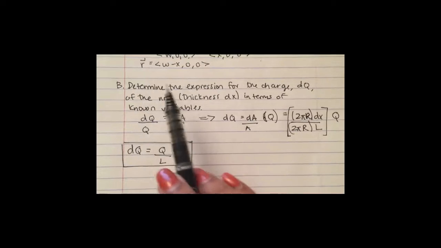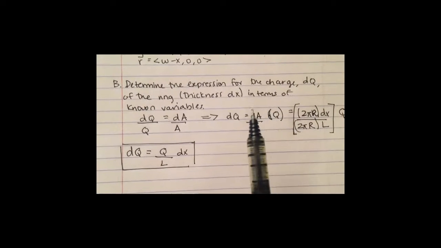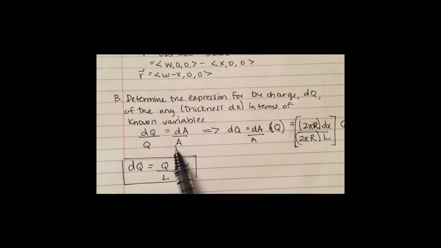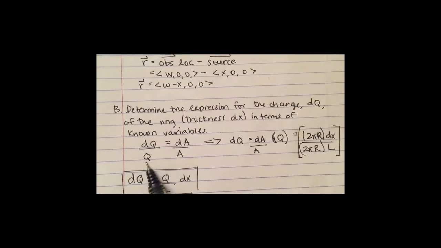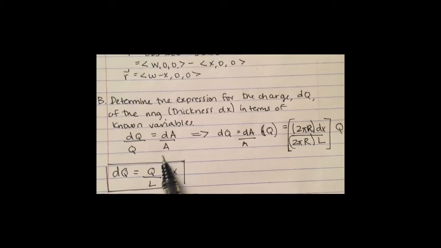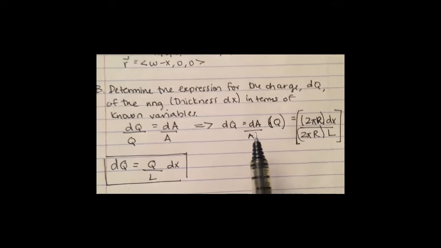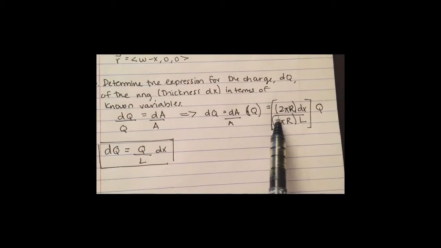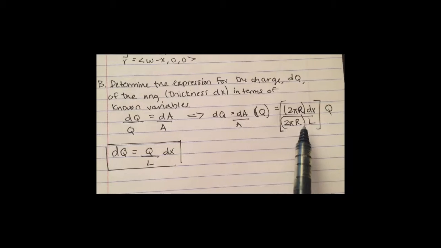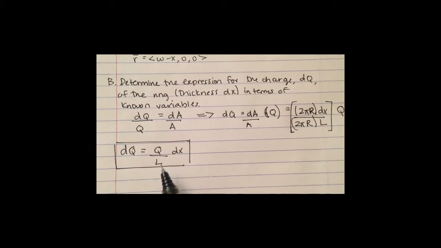So the second question asks us to determine the expression for the charge dq of the ring with a thickness dx in terms of the known variables. So we know that the distribution of charge is constant throughout the cylinder, so we can set up this proportion right over here. A proportion of charge over the total charge is equivalent to the area of that portion over the total area. So in this case, because we're taking the area of a surface of a cylinder multiplied by however long the ring is, which is dx, we can simplify accordingly. And so dA becomes 2 pi r dx, which is the thickness of the ring, over A, which is 2 pi r times the length of the cylinder itself. And so when we solve for dq, we get dq is equal to q over L times dx.